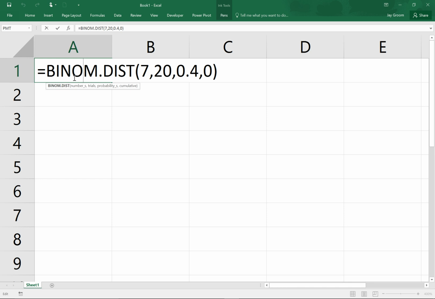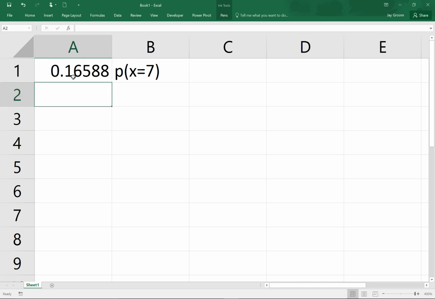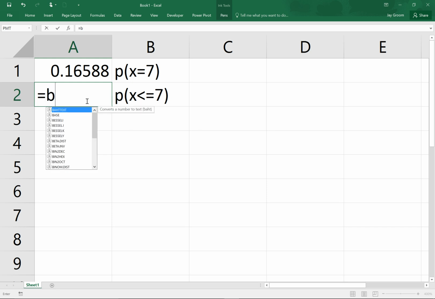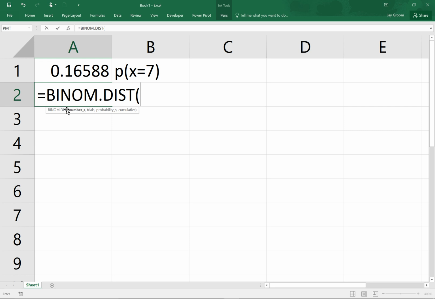And you're like, oh, that's cool, Jay. So what if I wanted a CDF? What if I wanted the probability that x is less than or equal to 7? Well, then I want a CDF, rather. The CDF is exactly like it was above, except I'm going to throw in the 1.